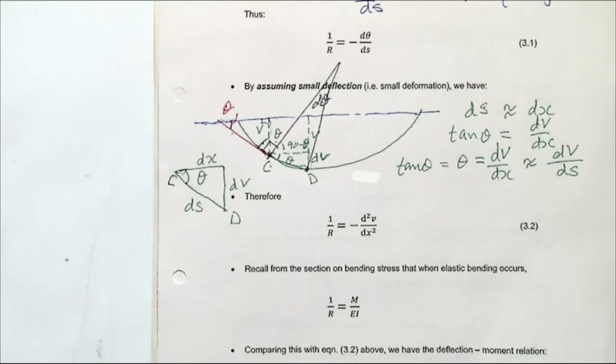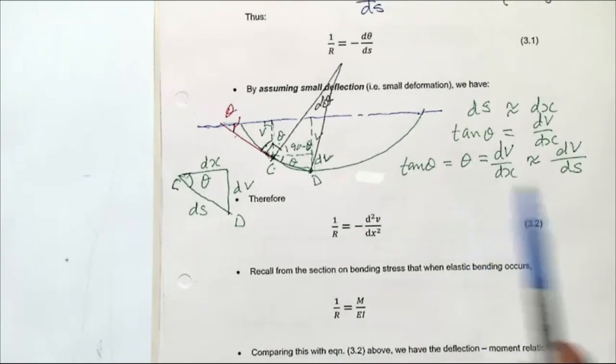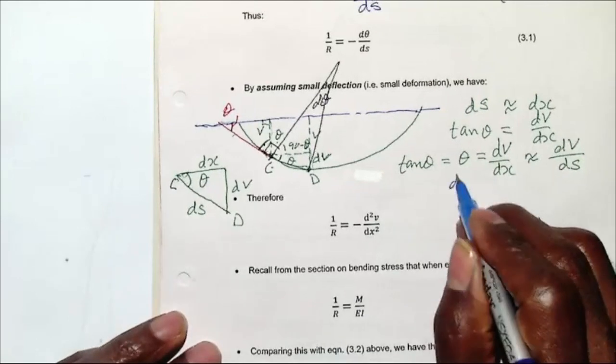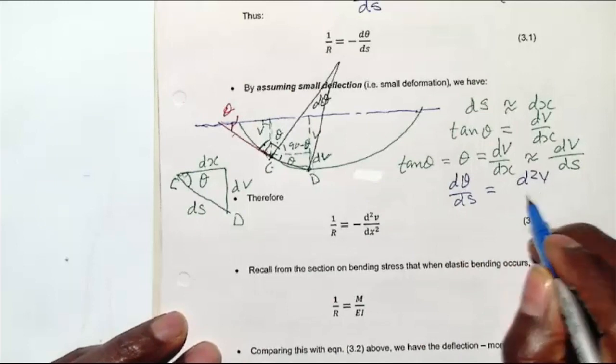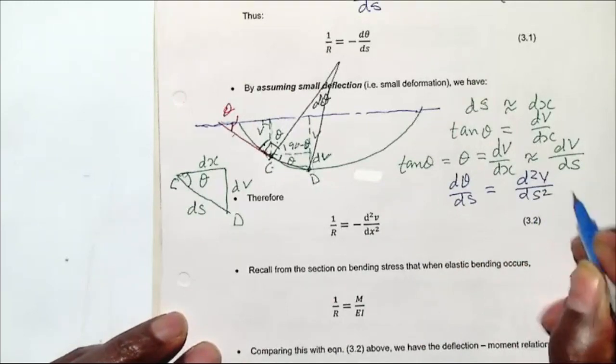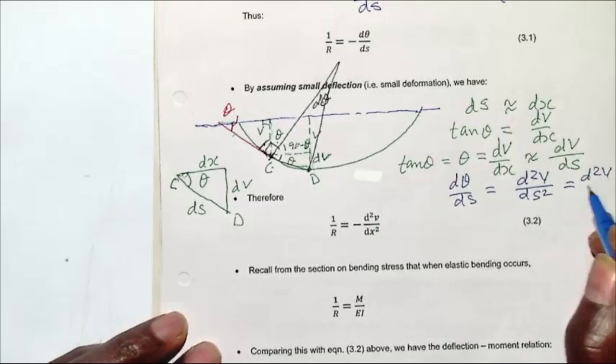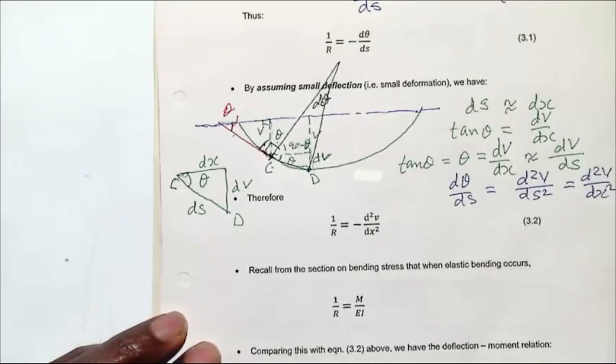So if I go back to 3.1, we said 1 over the radius is minus d theta ds. So what is d theta ds here? If you look at that, theta equals dv ds. Therefore, d theta ds equals d2v all over ds squared, which equals d2v all over dx squared.